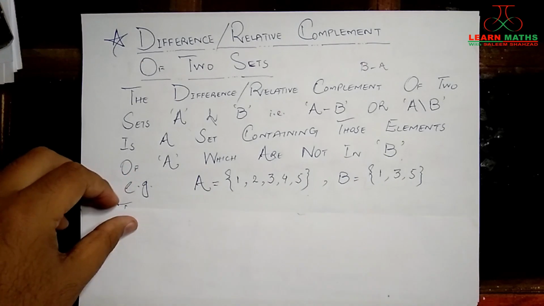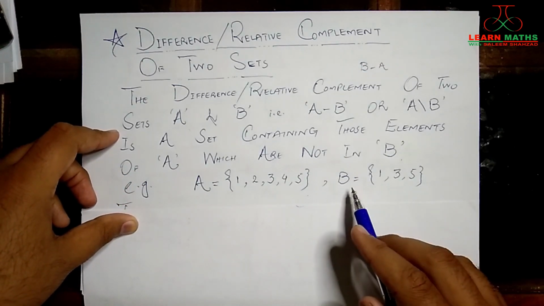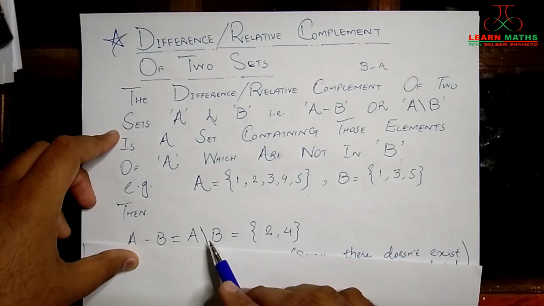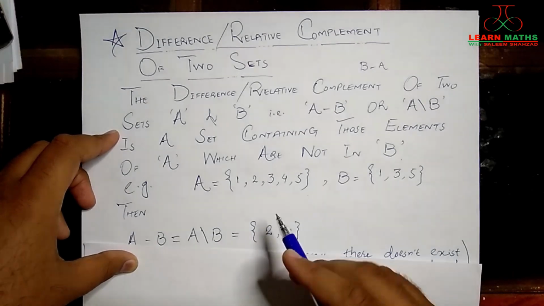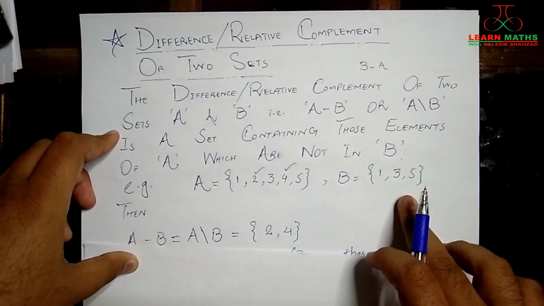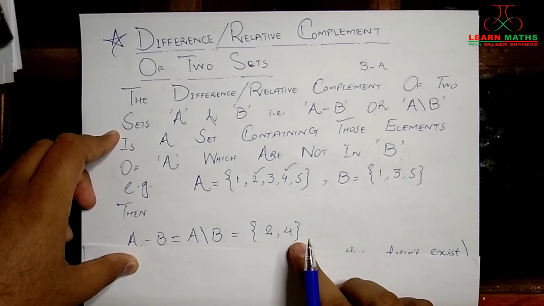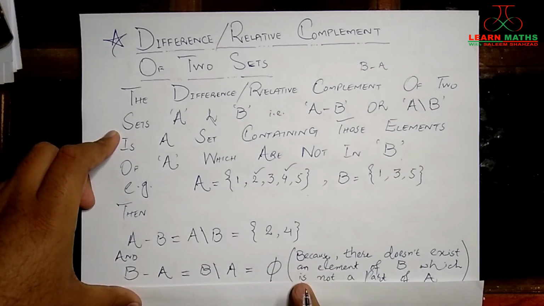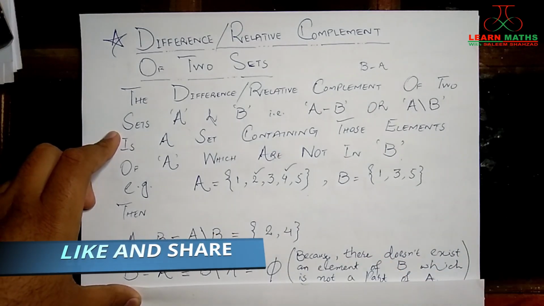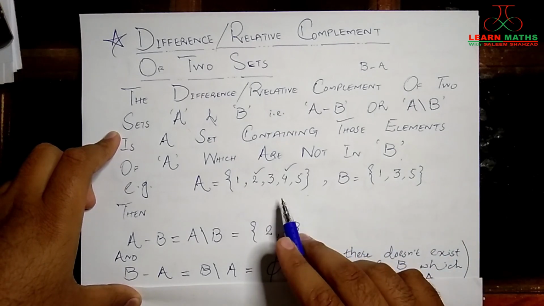So here we have an example. We have a set A which contains 5 elements 1, 2, 3, 4, 5, and B contains 1, 3, 5. So if you take A minus B, or you denote it by this, it's very clear that 2 and 4 are the only two elements of A which are not part of B. So A minus B is 2, 4. It's a set containing two elements 2 and 4. And if you take B minus A, using these same two sets, we are actually trying to find those elements of B which are not in A.